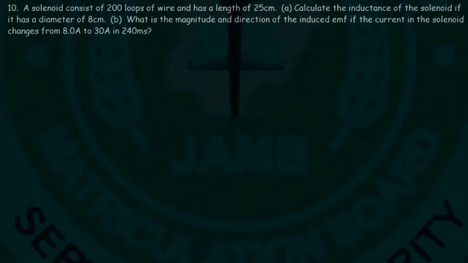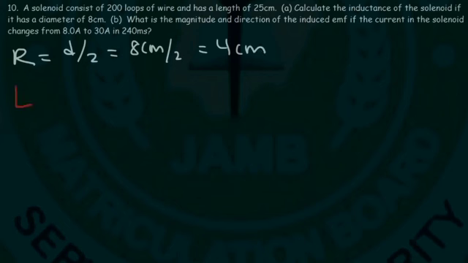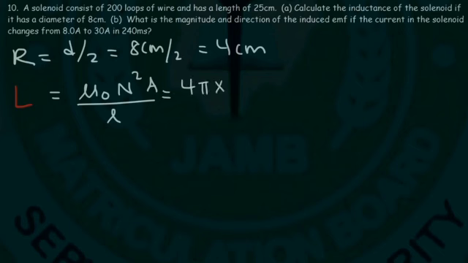Number 10. A solenoid consists of 200 loops of wire and has a length of 25 centimeters. Calculate the inductance of the solenoid if it has a diameter of 8 centimeters. So the radius is always going to be half of the diameter. So 8 centimeters divided by 2, the radius is 4 centimeters. Now the inductance of a solenoid is equal to mu 0 times n squared times the area divided by the length of the solenoid. Mu 0, the permeability of free space, is 4 pi times 10 to negative 7.